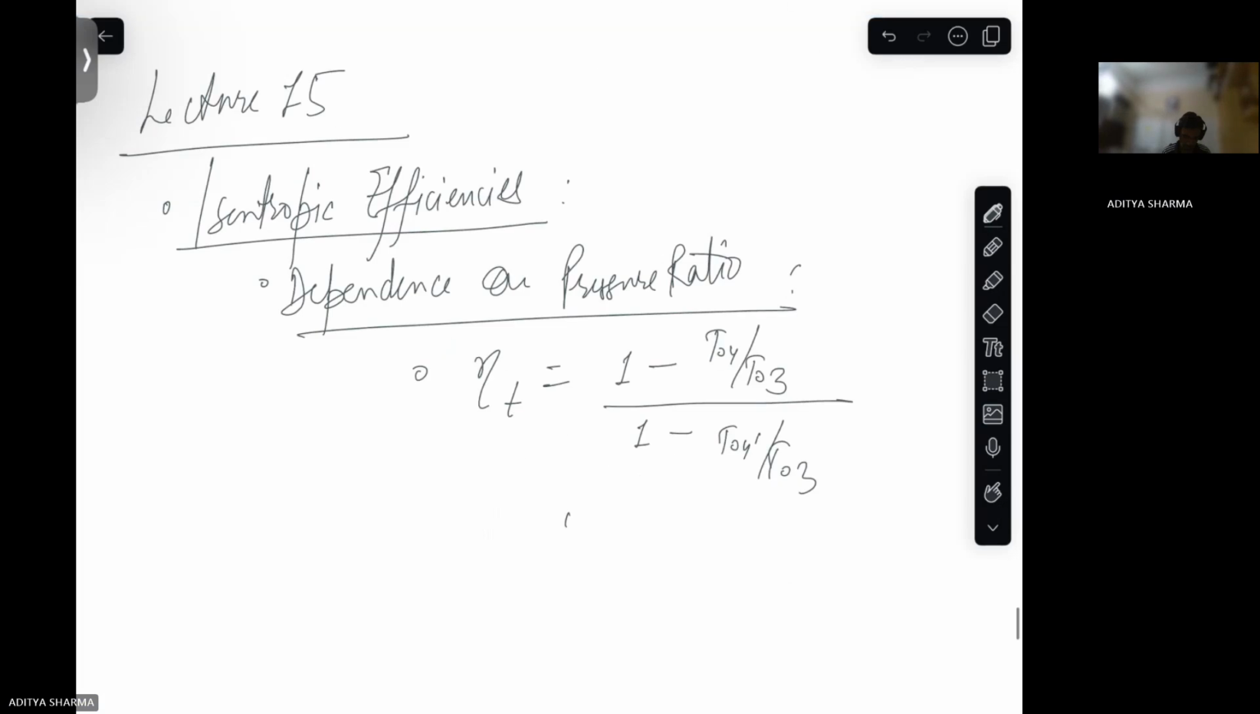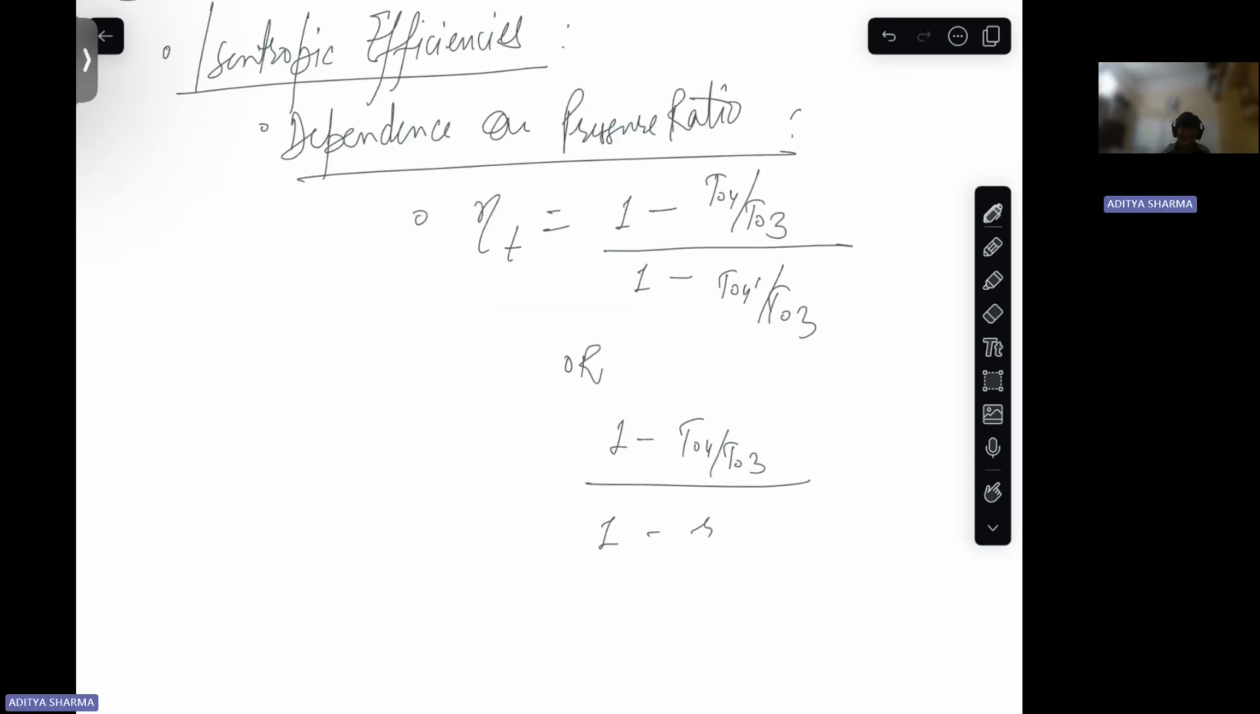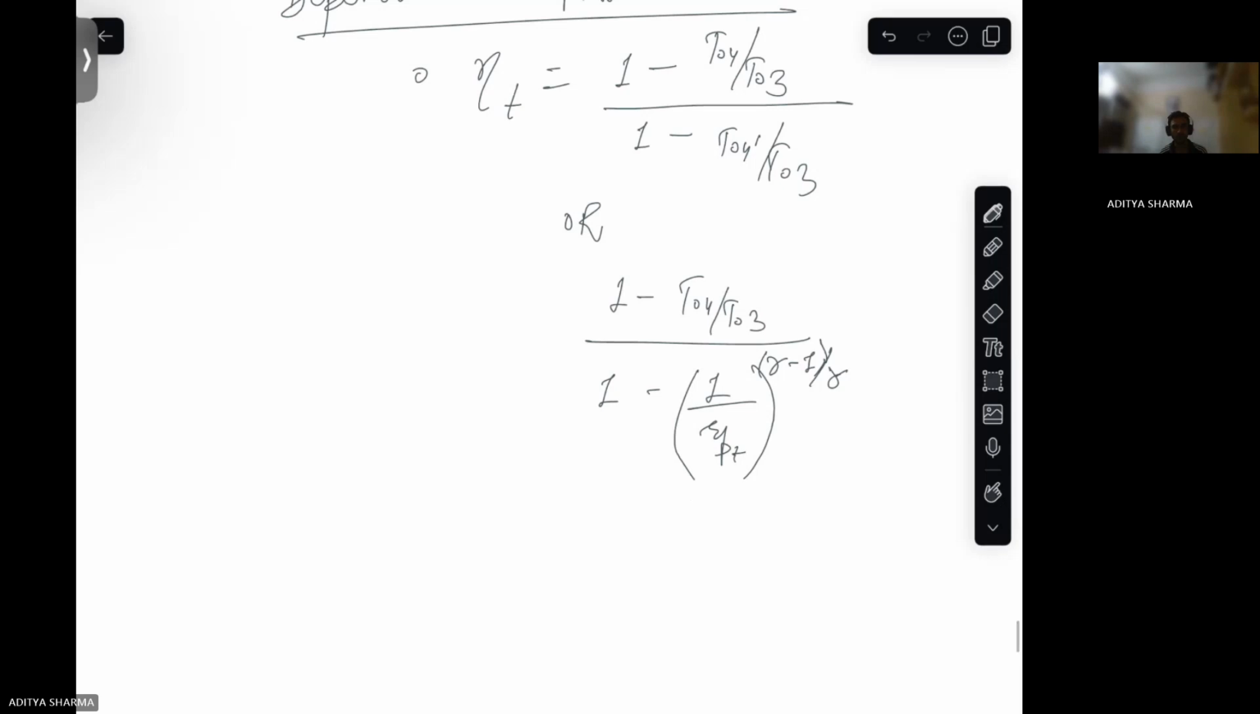Or (1 minus T4 by T3) divided by (1 minus pressure ratio to the power (gamma minus 1) by gamma). This is it. For your turbine, this is there.